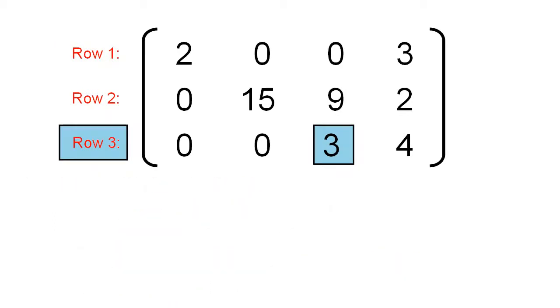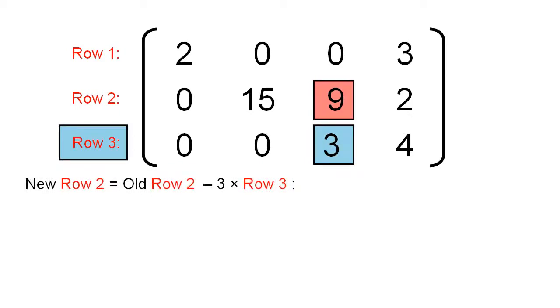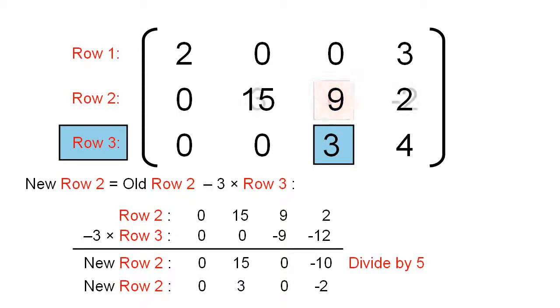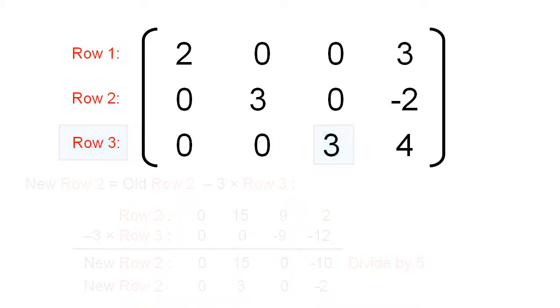Okay, we've got one more step to do. We want row 2 to have a 0 where the 9 is, so we will do something with the 3 and the 9. Let's see, if we do the old row 2 minus 3 times row 3, that'll get the 0 there where the 9 is. So what we have is row 2 minus 3 row 3, and we do get rid of the 9 there. And again, we can divide by 5 to make a simpler new row 2. And so if we do that, we get the simpler new row 2 like this.